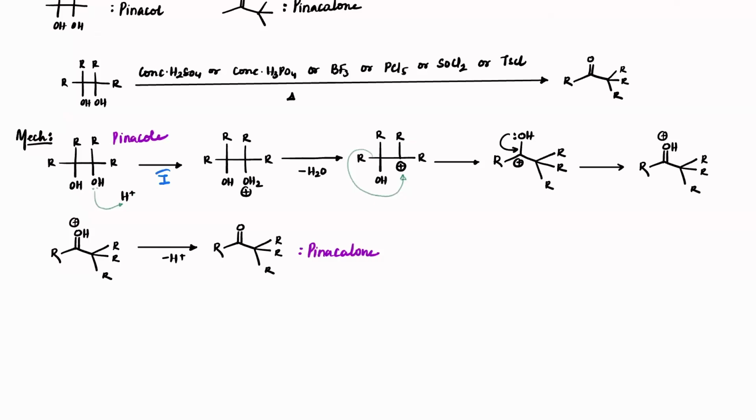The first step is protonation. Second step is dehydration. Third step is migration. From here to here, migration happened. Correct? After migration, this resonance is not a step. This is just resonating structures. Okay? These two are resonating structures, so we'll keep it like this. Then the fourth step is the deprotonation. Okay?